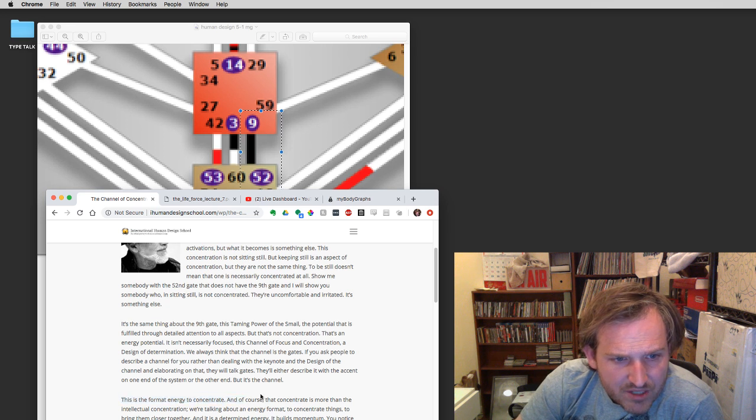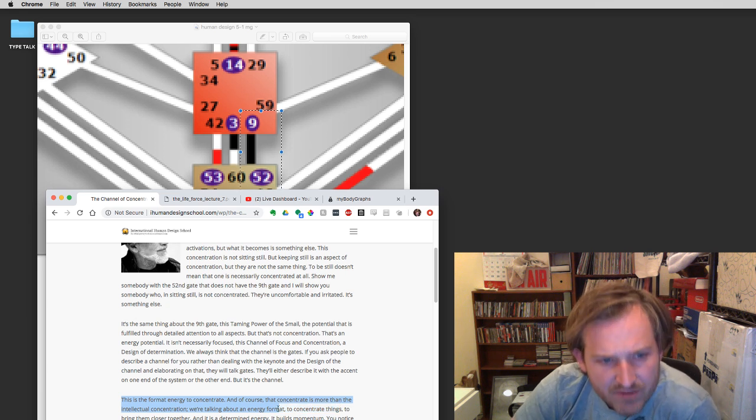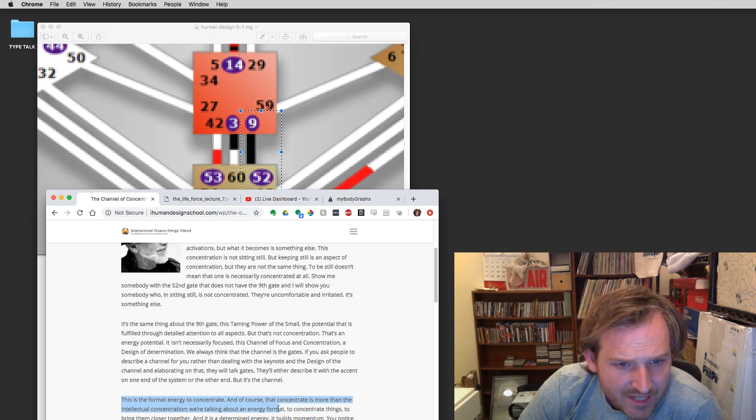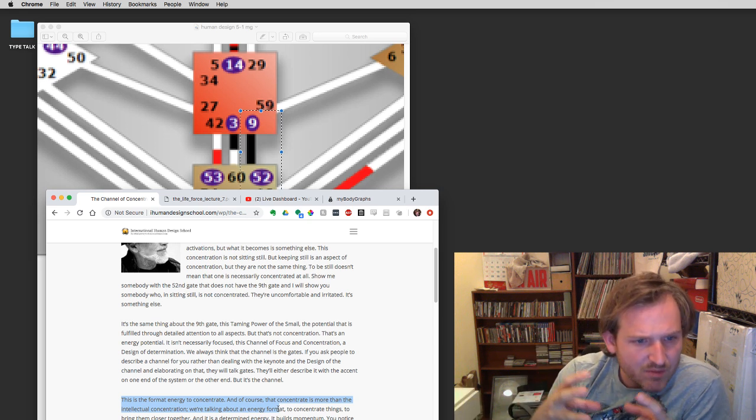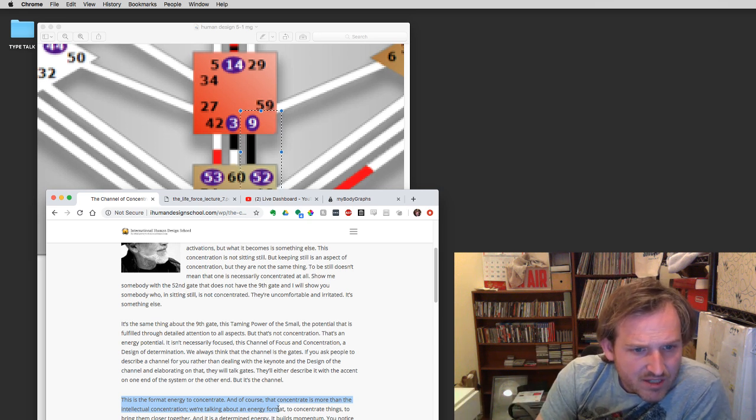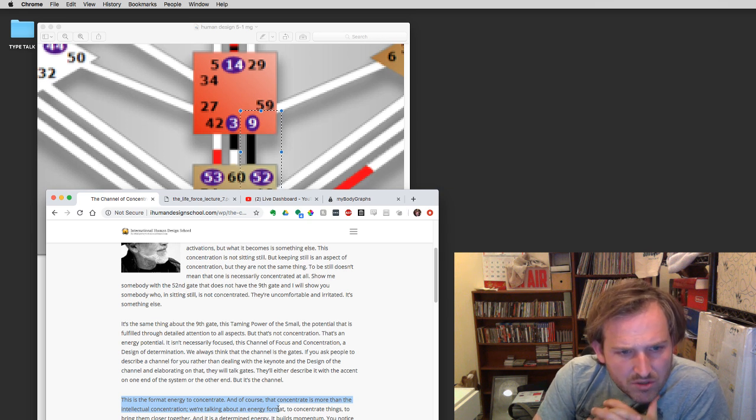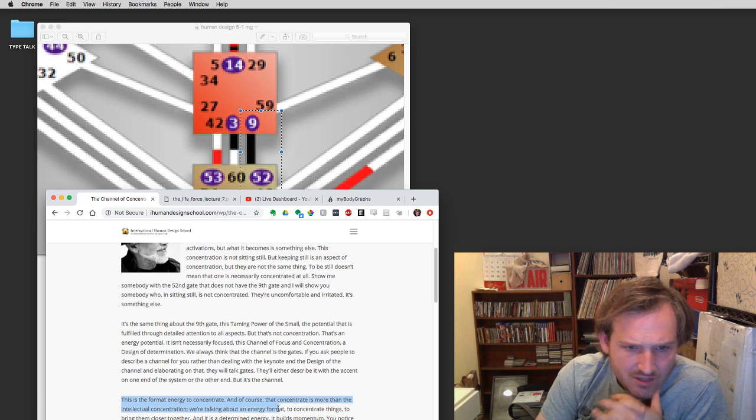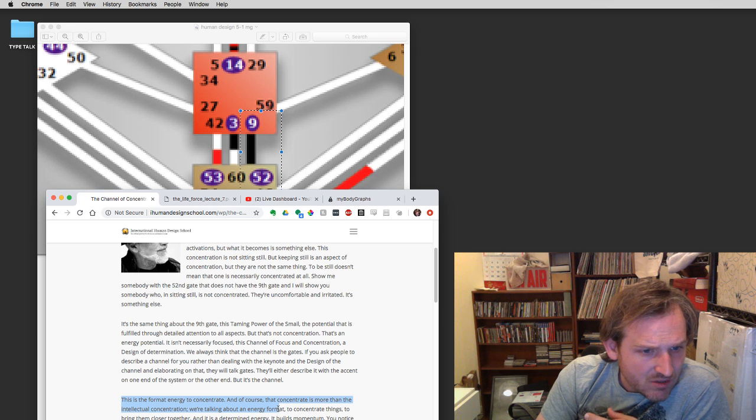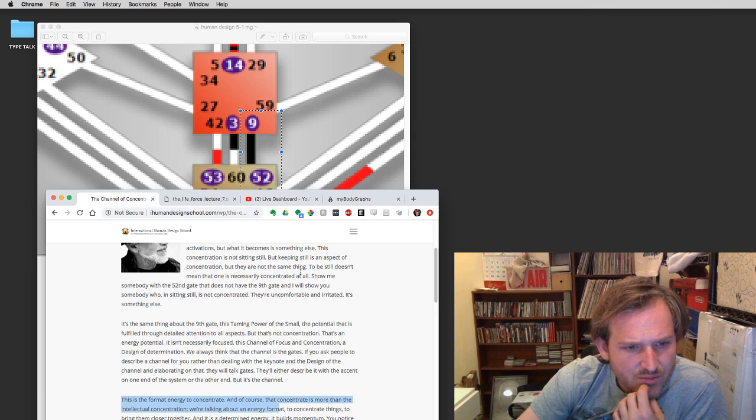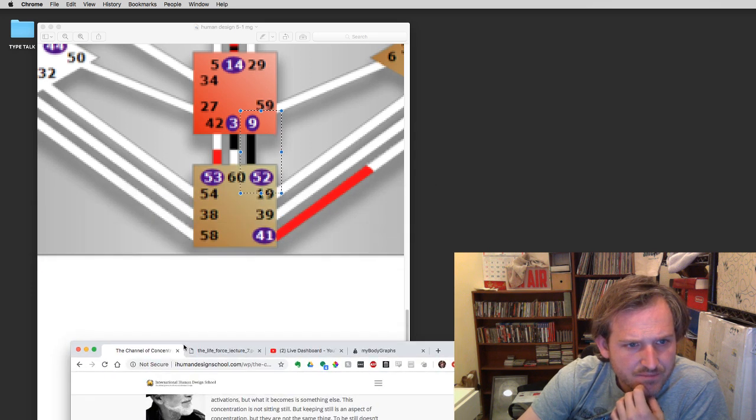This is the format energy to concentrate. And of course, concentration is more than intellectual concentration. We're talking about an energy format, to concentrate things, to bring them closer together. And it's a determined energy. It builds momentum. You notice that when you first begin to study, when you're in school and you're studying for some kind of examination, the concentration isn't there until there's a point where somehow you get lost in it. Everything gets honed in to what that determined focus is going to be. And this is an energy that's driving the whole logical process, the whole pattern process.